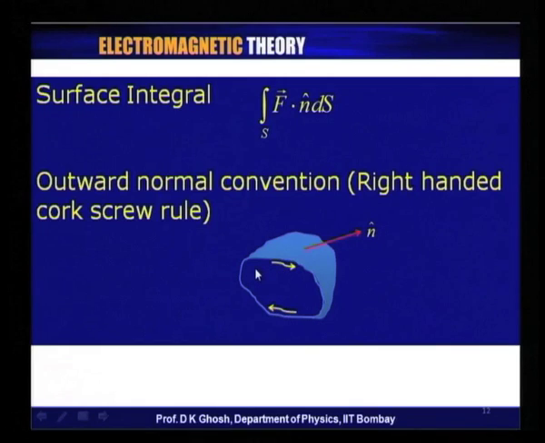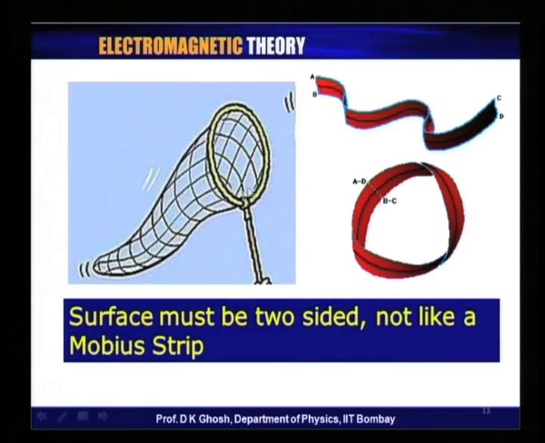So, what we do is, we adopt a convention which is called the right-handed corkscrew rule, with which you are all familiar. That is, suppose this curve is being turned along the direction of a corkscrew, then the direction in which the head proceeds is the direction of my normal to the surface, the outward normal. And that is why I said a butterfly net is very clear. Now, there are some issues connected with it.